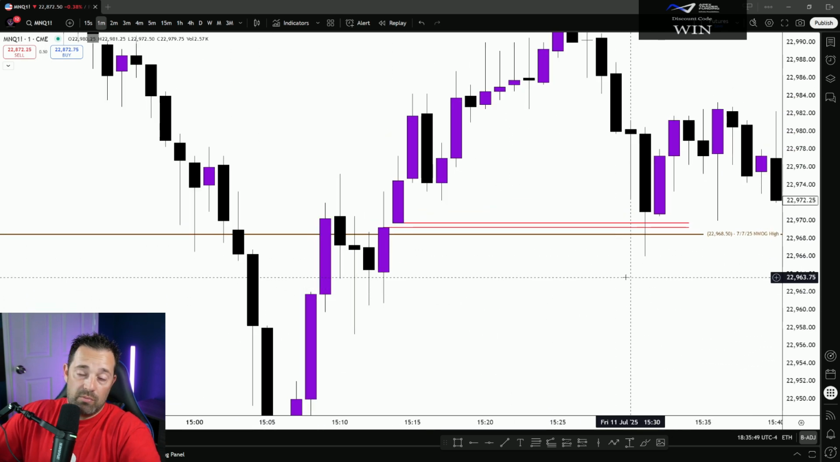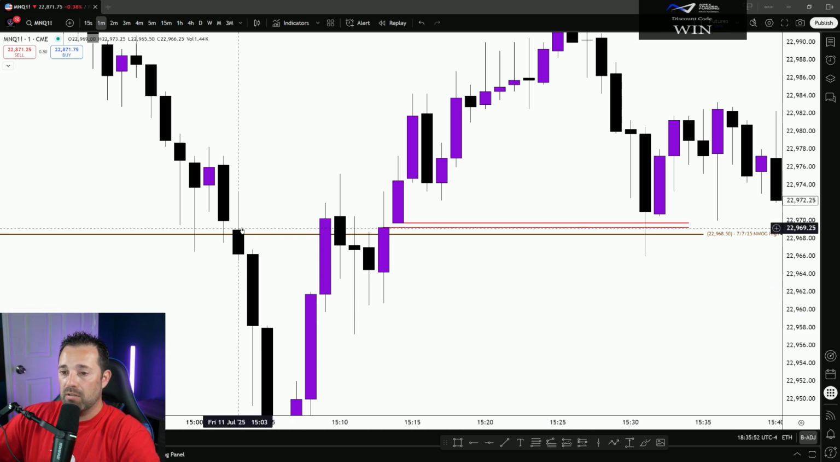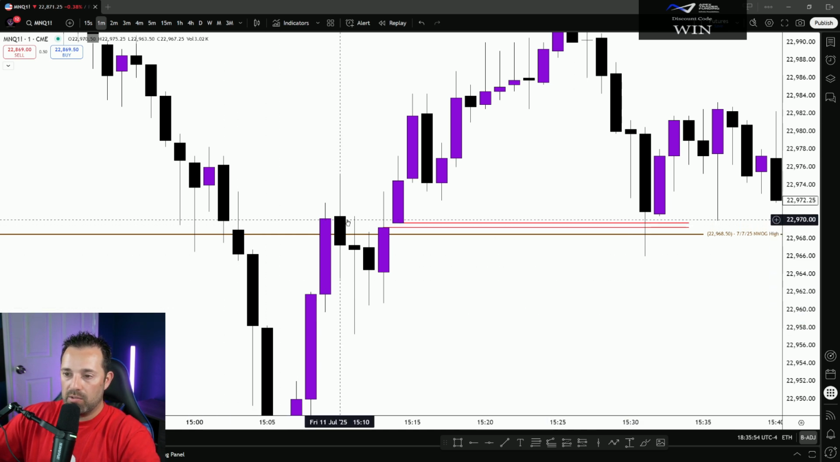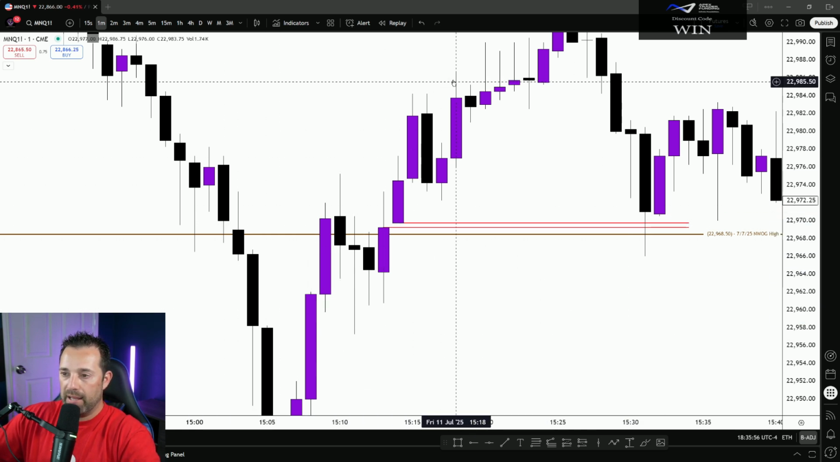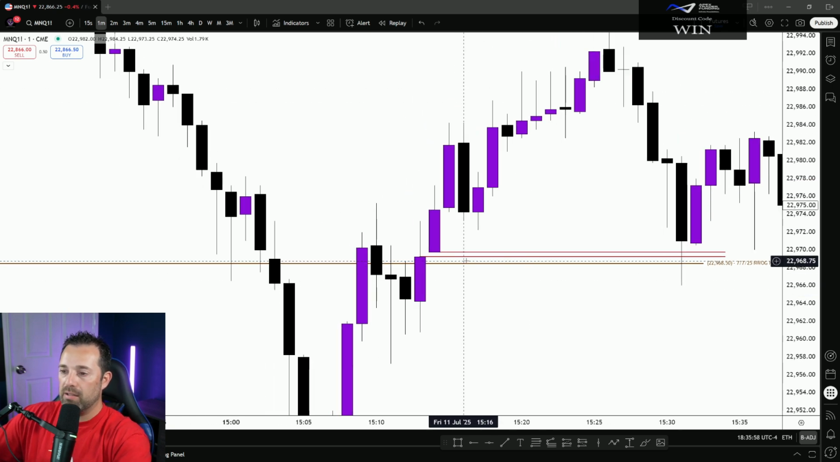or if you have one with your trade as a confirmation, you can see there's another one here. Price went up into it, kind of pulled back. So that's what a volume imbalance is. The gap between two bodies.